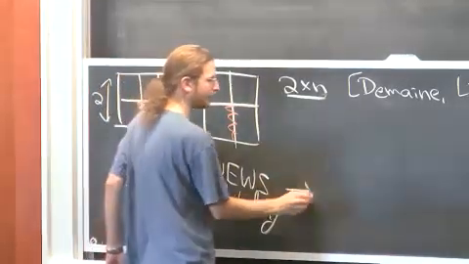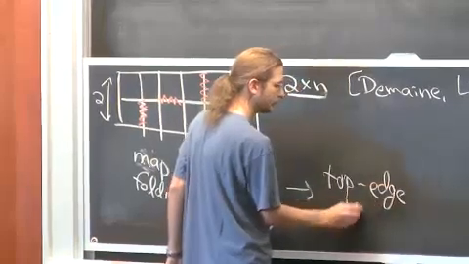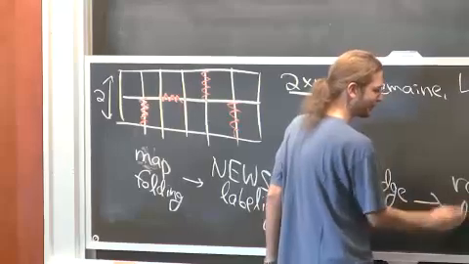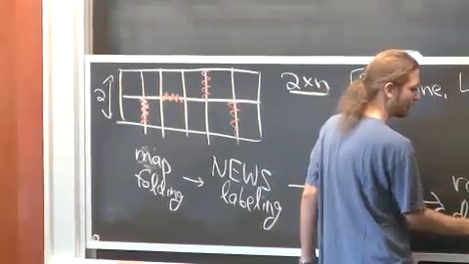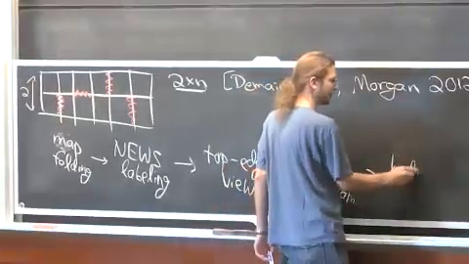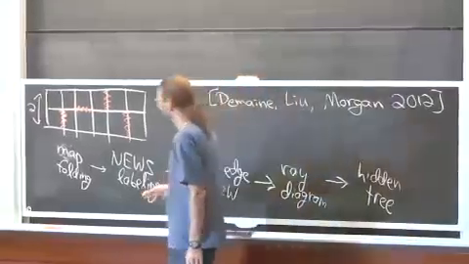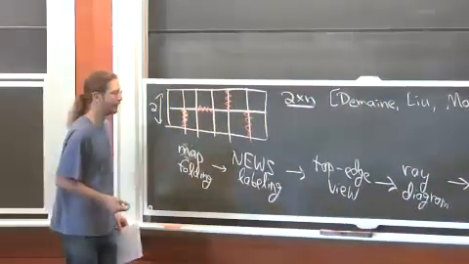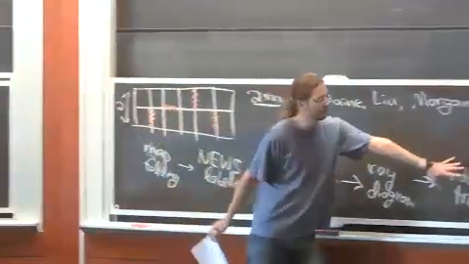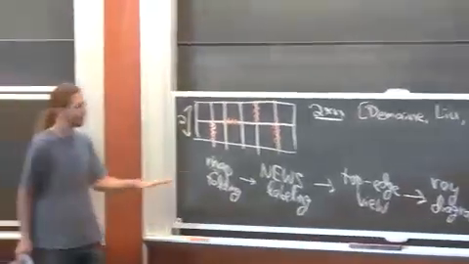We're going to convert that into something called a top edge view. We're going to convert that into an array diagram. And the last part, which I won't talk too much about, is we convert that into something called a hidden tree problem. Each of these steps is fairly straightforward, but there are obviously a lot of them. But in the end, you get a polynomial time algorithm to solve this, which implies you get a polynomial time algorithm to solve this. And I'll talk mostly about these reductions.